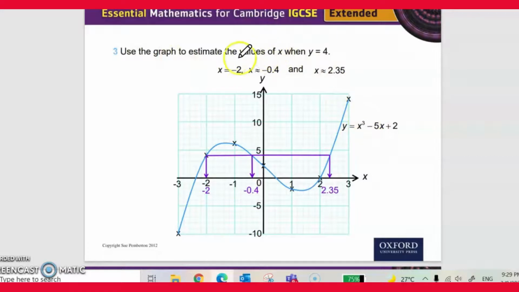Bila x cube, soalan minta estimate the value of x, awak akan dapat 3 value of x. Itu yang membezakan dengan quadratic. Quadratic, x square, awak akan dapat 2 values of x. So when it goes to cubic graph, it's x cube, so you will get 3 values of x. Okay, so we make a vertical line here, and then every line that touches the function here, you make a dot there and then you go downwards.